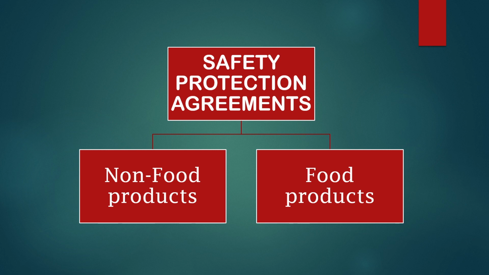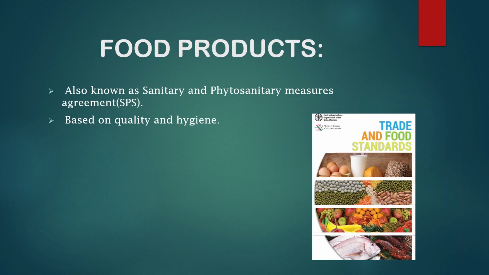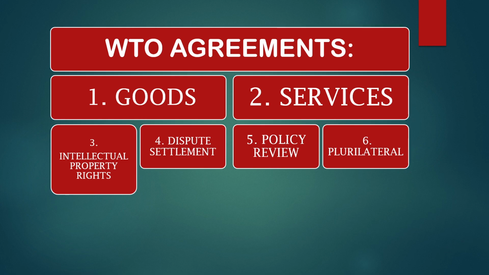Safety protection agreements are of two types, non-food products and food products. Non-food products are generally known as the Technical Barrier to Trade Agreement or TBT. These are based on quality and durability. Food products are also known as the Sanitary and Phytosanitary Measures Agreements or SPS, and these are based on quality and hygiene. WTO agreements are of 6 types: goods, services, intellectual property rights, dispute settlement, policy review, and plurilateral.